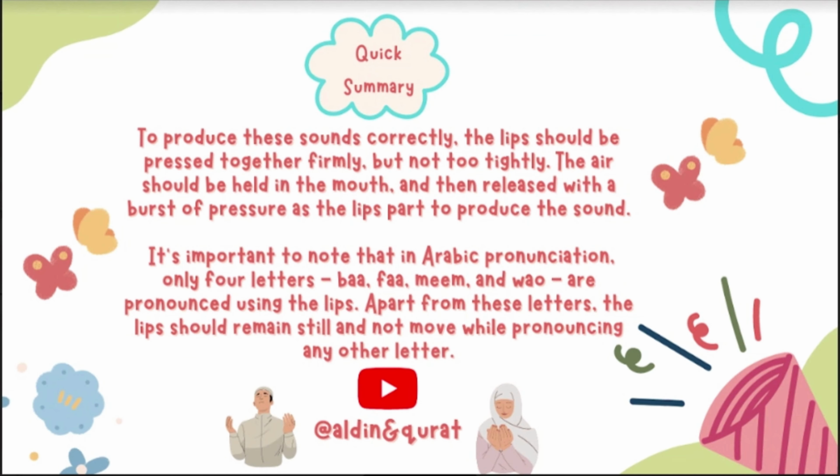To produce these sounds correctly, the lips should be pressed together firmly, but not too tightly. The air should be held in the mouth and then released with a burst of pressure as the lips part to produce the sound. It's important to note that in Arabic pronunciation, only 4 letters, Ba, Fa, Meem, and Waw, are pronounced using the lips. Apart from these letters, the lips should remain still and not move while pronouncing any other letter.